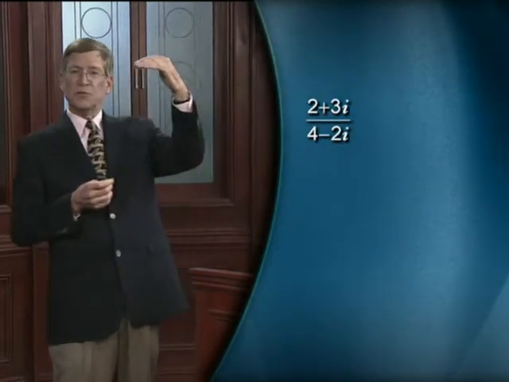Okay, let's do another operation with complex numbers. We know how to add and multiply. How about dividing? This is pretty simple, actually, but it can be a little bit messy. Let me show you how it works with an example. Let's take a quotient of two complex numbers. How about 2 plus 3i divided by 4 minus 2i?